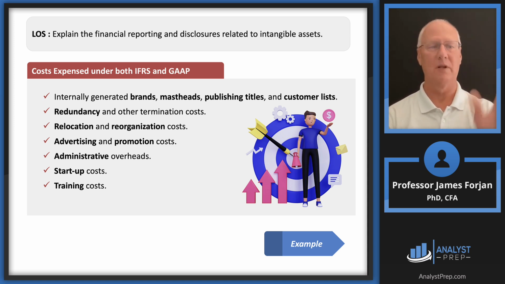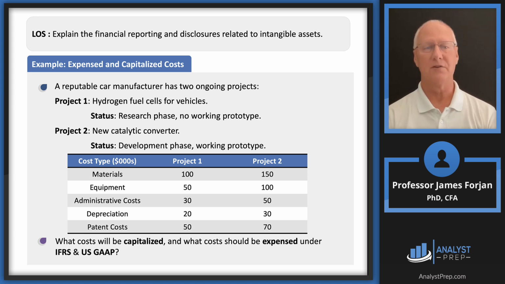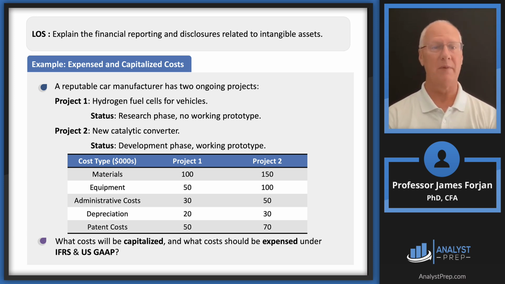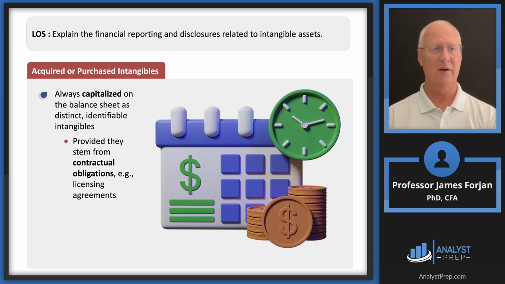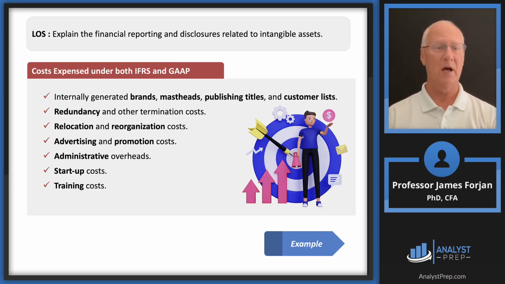Publishing titles, customer lists. So you have a whole bunch there that you should know. Let's go ahead and work through a quick example. We've got project 1 and project 2, and who really cares what they are? Hydrogen fuel cells, new catalytic converter. That sounds like good stuff, right? One's in the research phase, no prototype. The other is in the development phase. Okay, so what did I say back here? Let's go back. Right here. Look at that orange teardrop point: development phase may be capitalized.